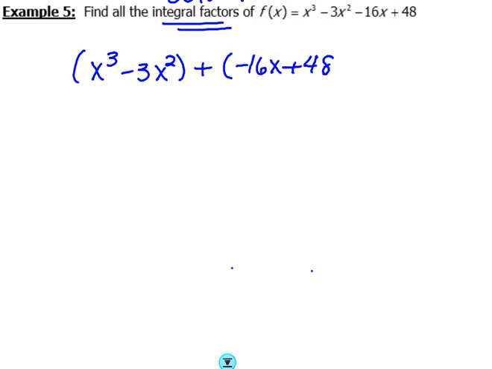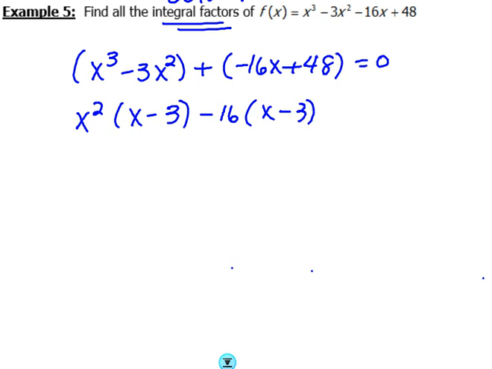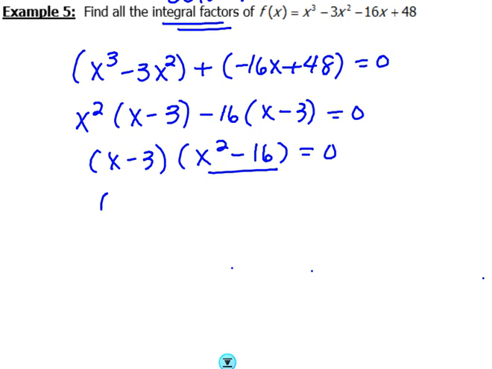Notice how I pull that negative in with the 16 and make it plus a negative 16x. That way I don't forget to factor out that negative. Alright, GCF, I get x squared times x minus 3. Pull out a negative 16. I get x minus 3. Alright, so common factor. And then my leftovers.